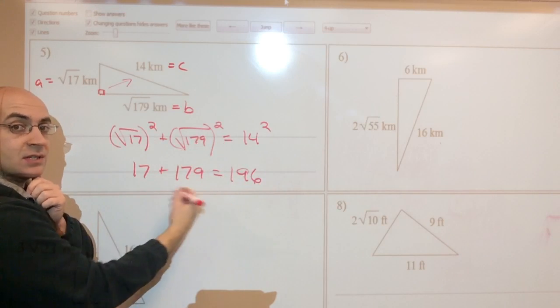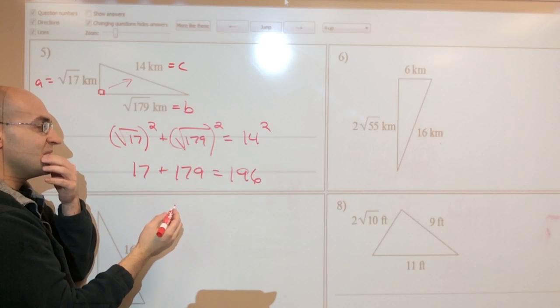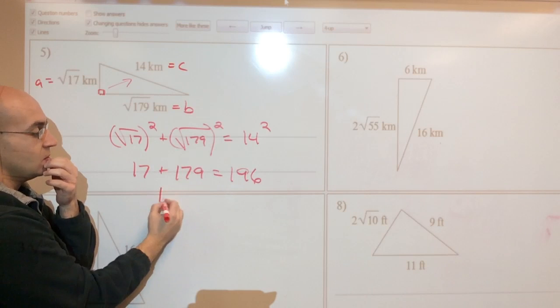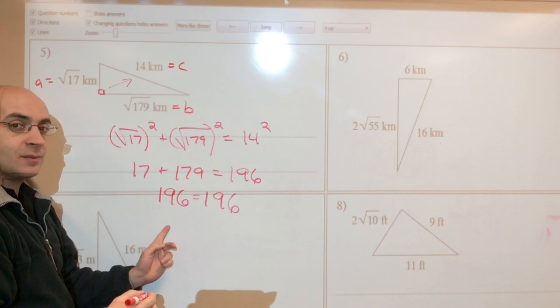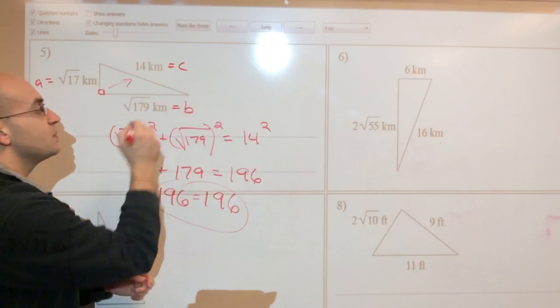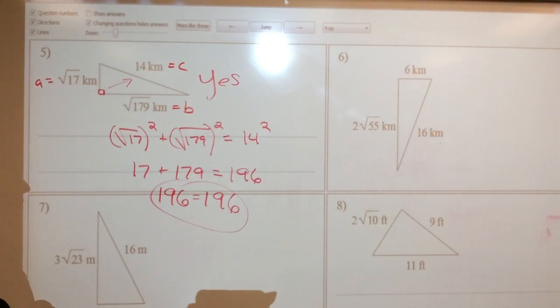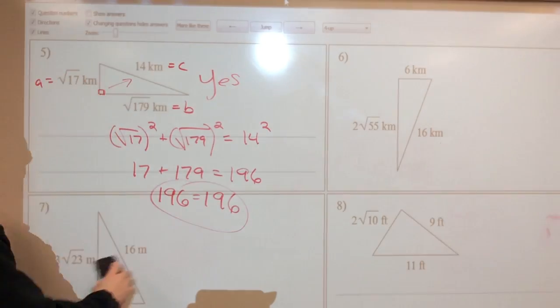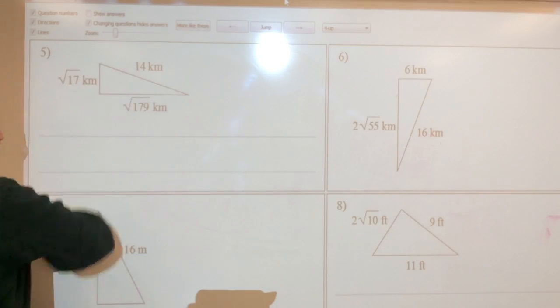So I'm going to solve this and I'm going to break it down and simplify it as best I can. So 17 plus 179, so that's going to be 196 equals 196. This is a true statement. It's true, which means yes, this is a right triangle. Okay? So go ahead and use that. And let's see if you can get the other three. Go ahead and pause me for a second, and I'm going to go off camera and show you the answers.